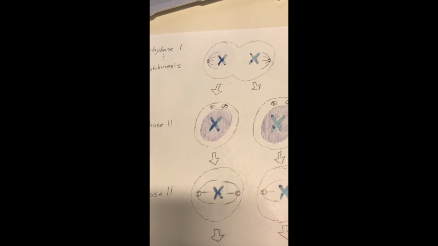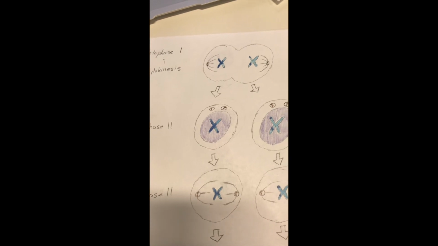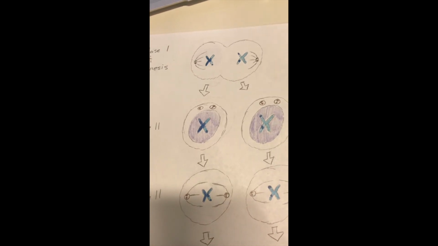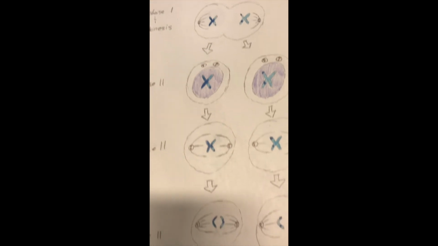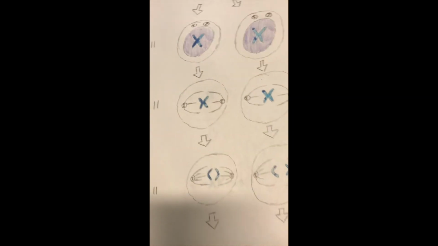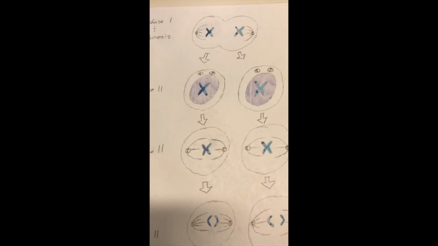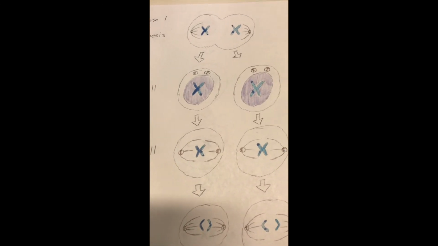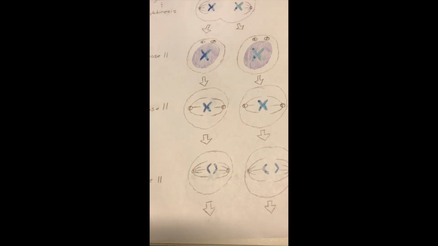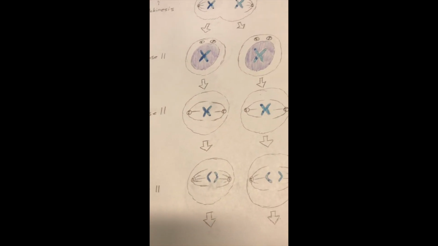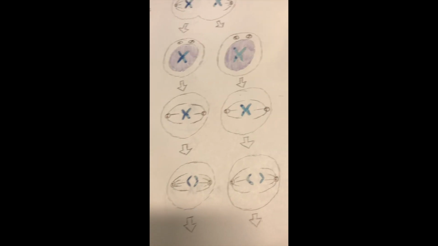The chromosomes are different from each other and from the parent diploid cell because of the crossing over that occurred in prophase 1. In prophase 2, nuclear membrane breaks down, new spindle fibers form. In metaphase 2, chromosomes line up at the middle of the cell, spindle fibers attach to centromeres.